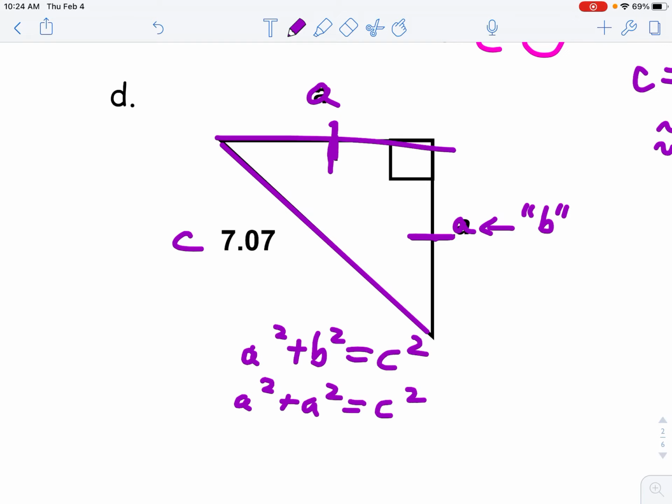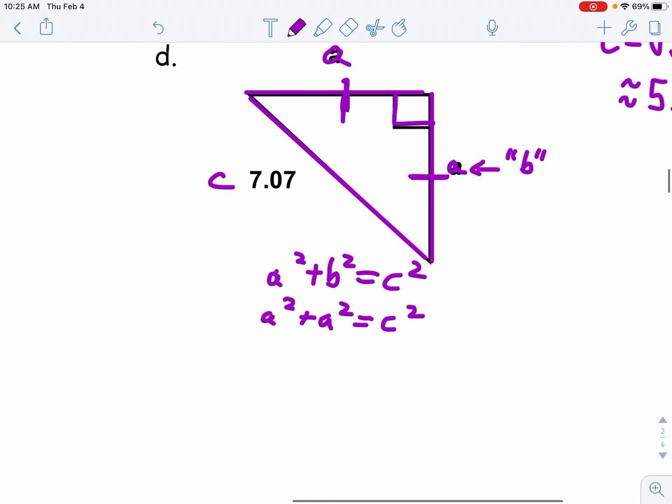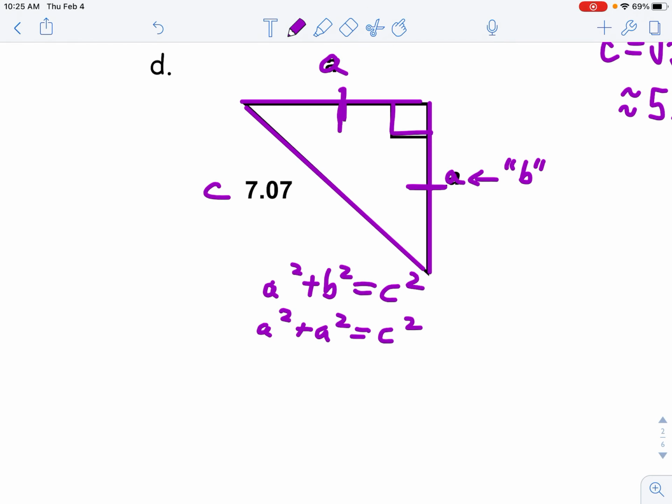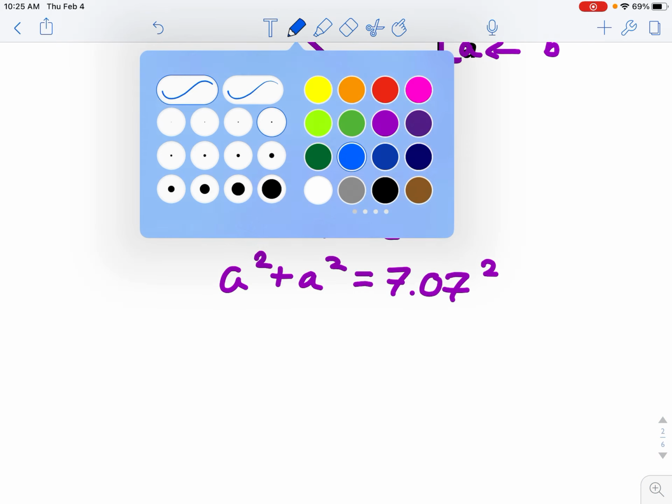And what a good looking triangle, right? Isosceles, they're just so pretty, so beautiful, right? They're my favorite kind of triangles.